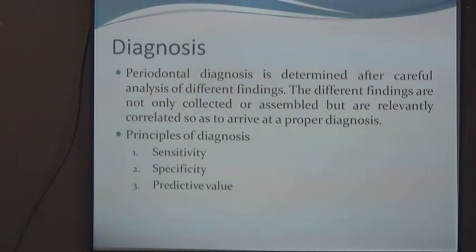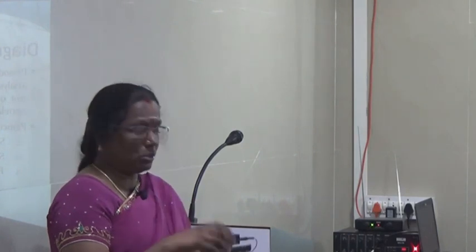Now we have come to diagnosis. Periodontal diagnosis is very, very important. Unless you diagnose the disease properly, you cannot do the treatment planning. Unless you do the proper treatment planning, you cannot do any treatment on the patient which will show prognosis. Okay? So, principles of diagnosis are mainly sensitivity, specificity, and predictive value. These three things are very, very important to diagnose.